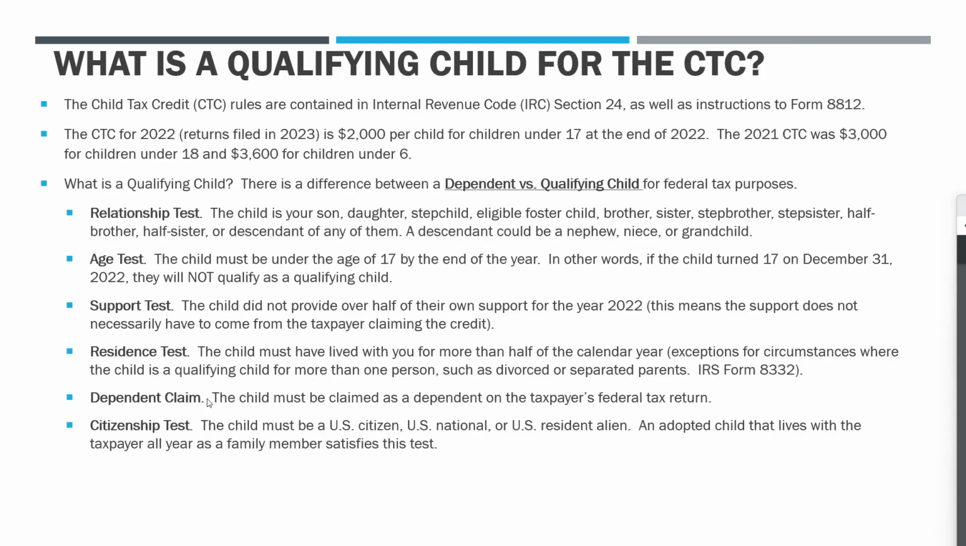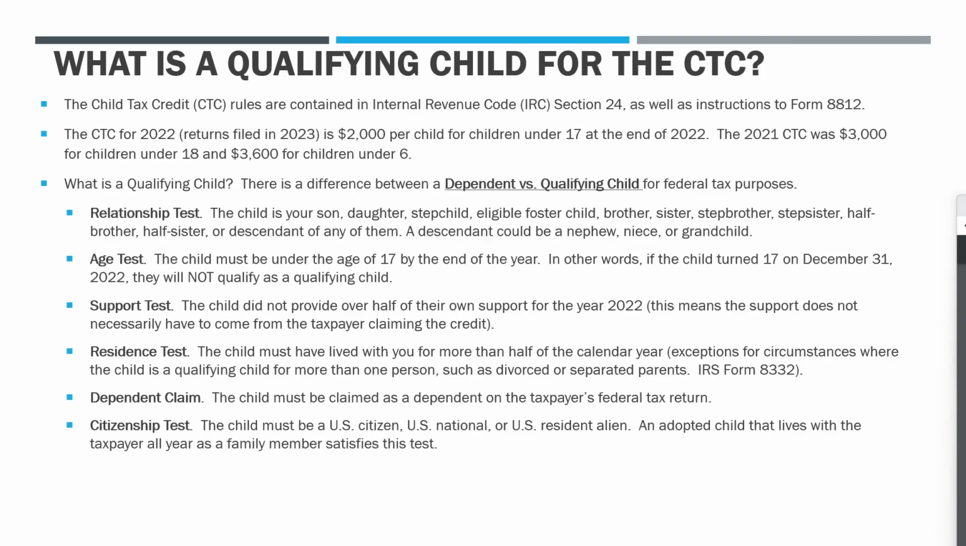Now, the dependency claim, this is kind of an obvious one. In order to claim the child tax credit, you have to claim the child as a dependent on your return. Remember, the qualifying child for the CTC is a more precise definition of what it means to be a qualifying child for a dependent, but every qualifying child for purposes of the CTC has to be a dependent on your return.